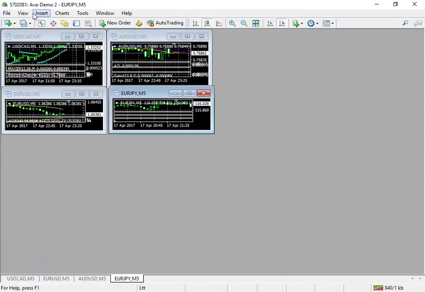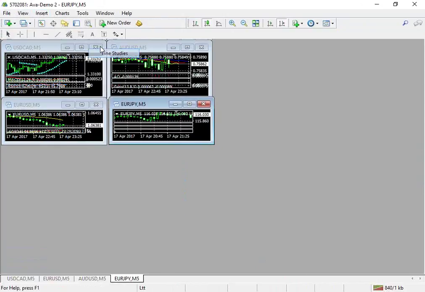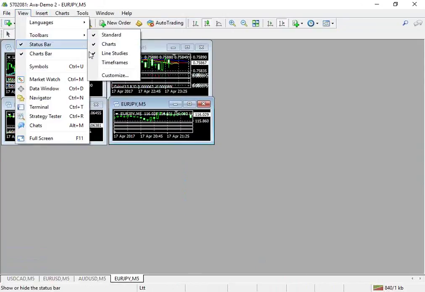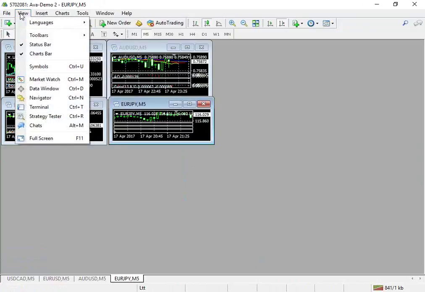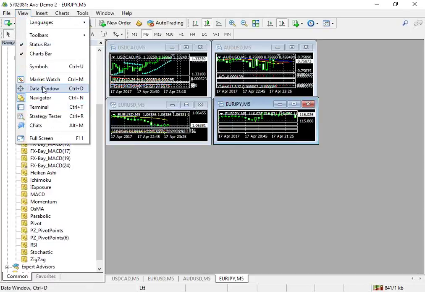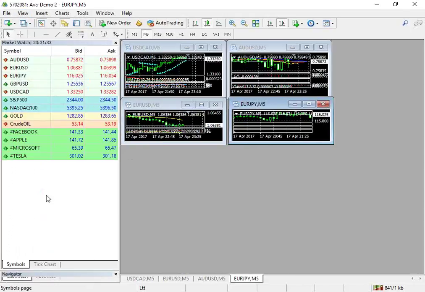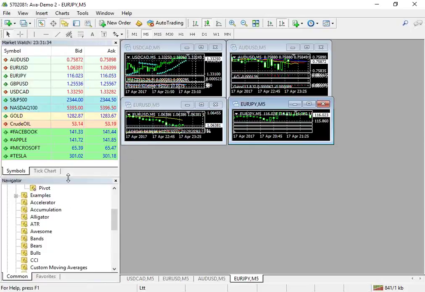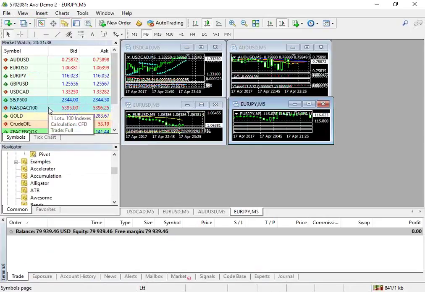So all your toolbars are going to be open, which kind of reduces some of your space on your screen. You're also going to have your navigator open, which is the detail of your account. Your watch list is going to be open. Your terminal is going to be open as well, which you don't need all this stuff open. So this is what your screen is going to look like when you first download the software.